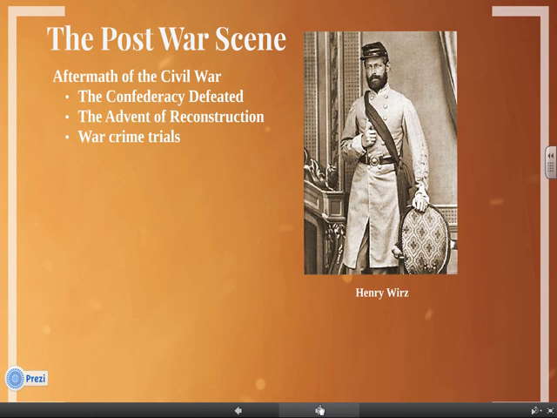So when the Civil War ends, and the Confederacy is defeated, we enter a new time period. And that is called Reconstruction, because it is now up to the victorious North to decide how to reconstruct the South. All right? If something is being reconstructed, it is being built anew. And that is what is going to happen. A new society is going to be built.